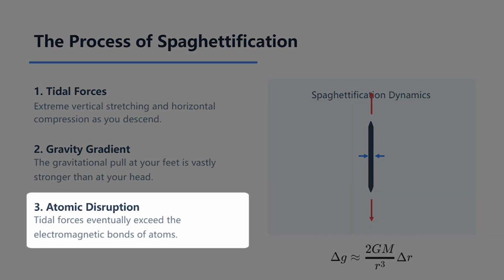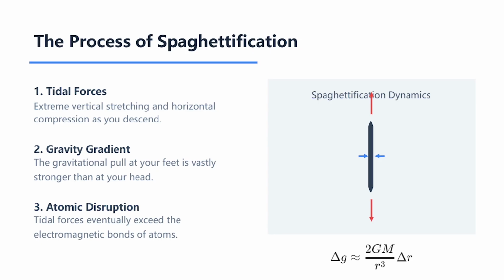Finally, we reach the point of atomic disruption. This is where the tidal forces become so powerful that they even exceed the electromagnetic forces holding your atoms together. At this stage, any object is reduced to a stream of individual subatomic particles, accelerating toward the center. It's a stark reminder of how extreme the environment becomes once you've passed the point of no return. But where do these particles eventually end up? Let's proceed to the very heart of the black hole, the singularity.